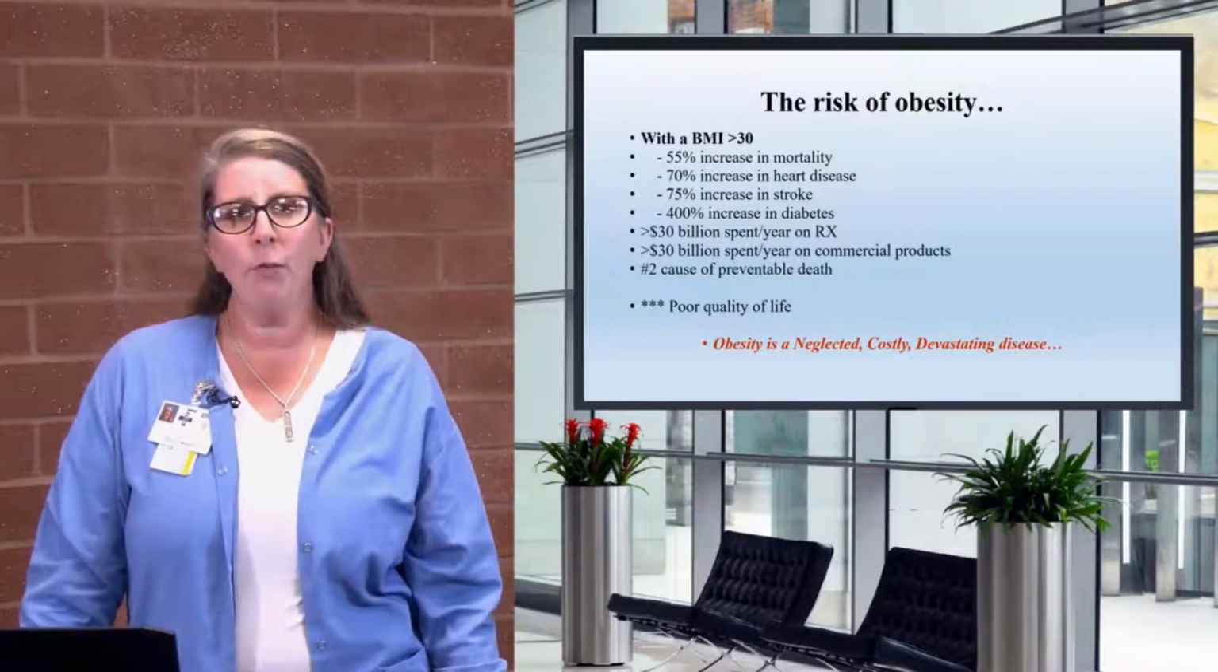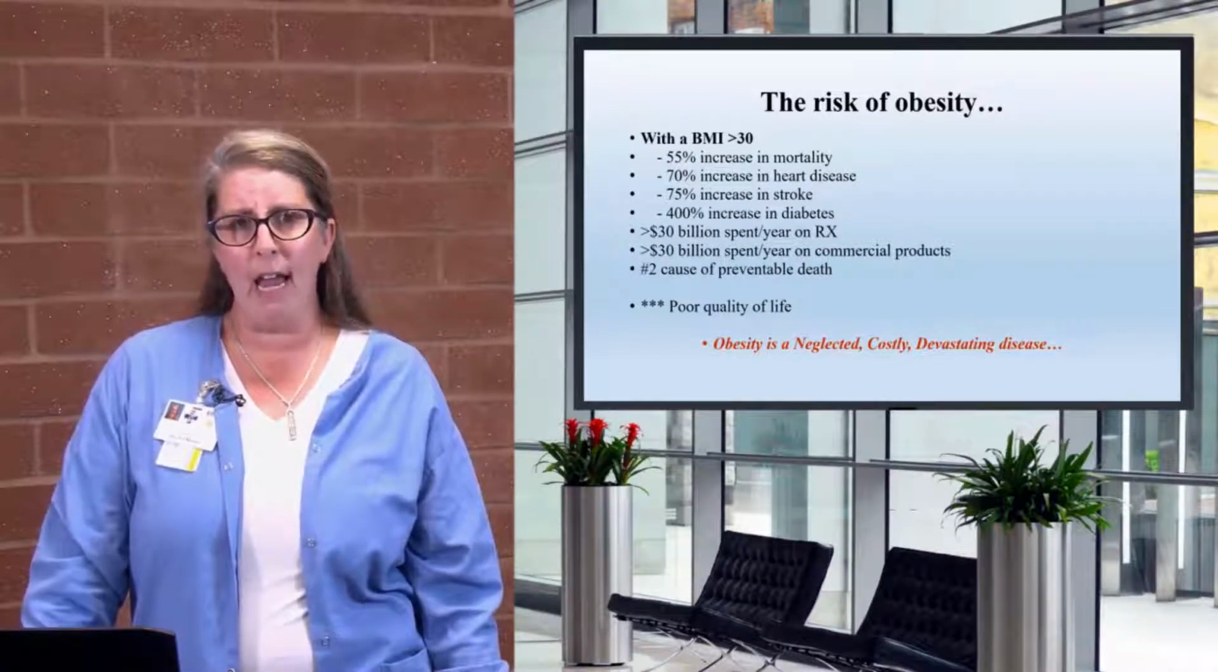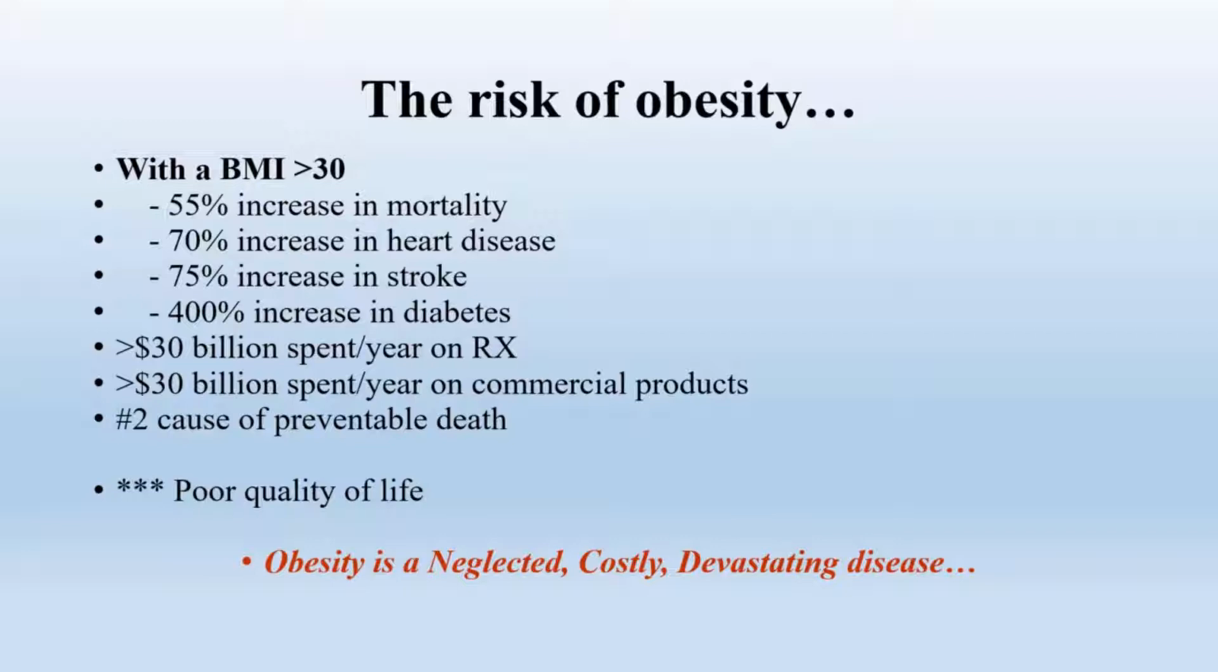So there are several risks that are associated with obesity. Once we hit that magic number of 30, that obesity category, we see a 55% increased risk in early death, a 70% increased risk of heart disease, a 75% increased risk of having a stroke, and that next one there, a 400% increased risk of being diagnosed with type 2 diabetes.